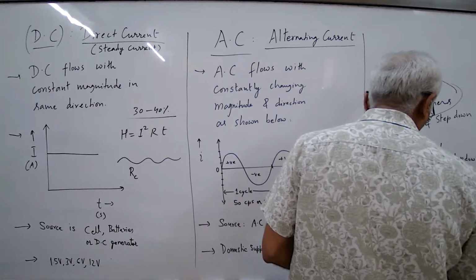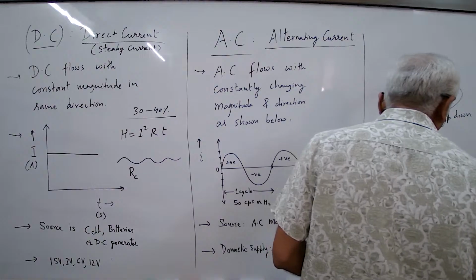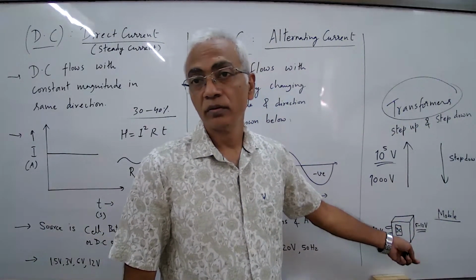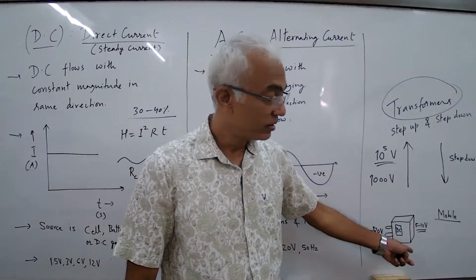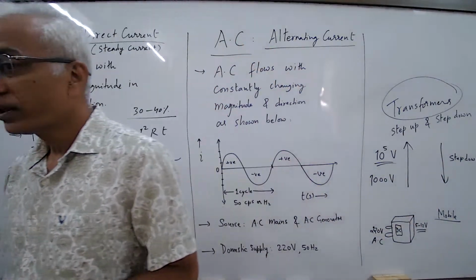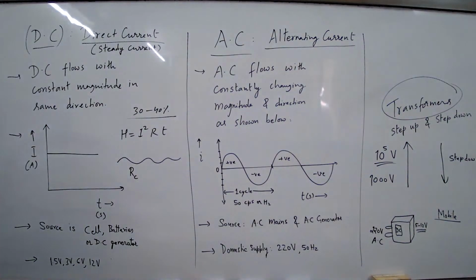Mobile works on 5 to 10 volt. Okay, so from 220 it is stepped down to 5 to 10 volt DC and then it is given to mobile for charging. Okay, so this thing you are using on a daily basis, but you will realize it only when you start reading about it in higher standards.